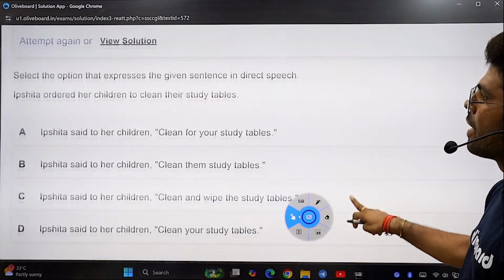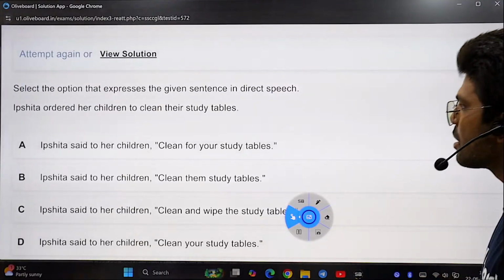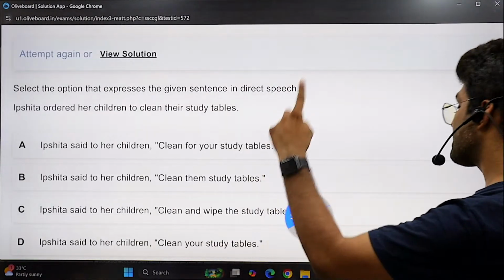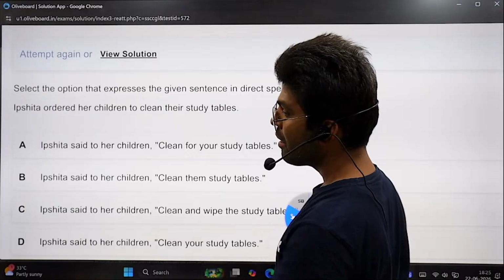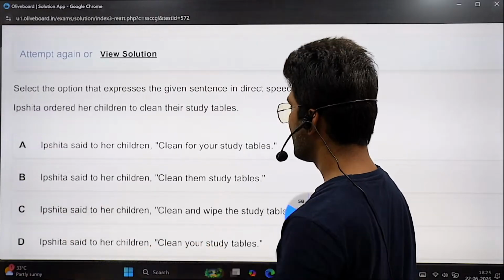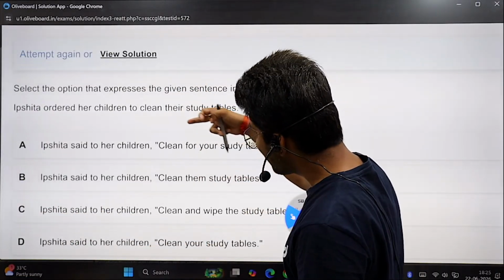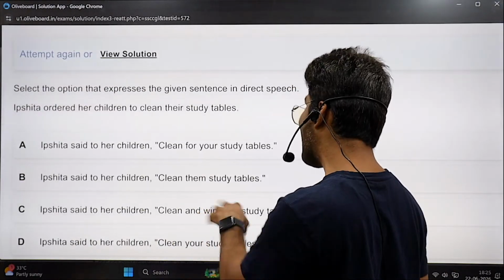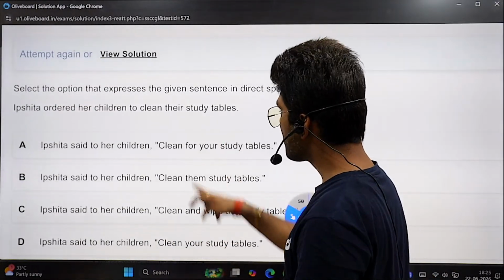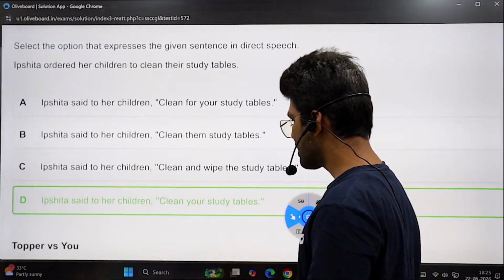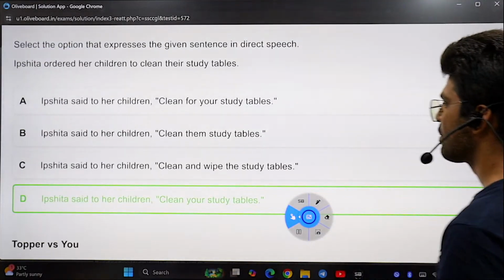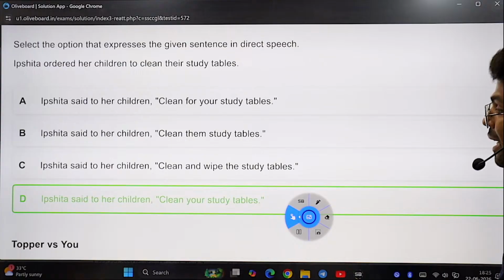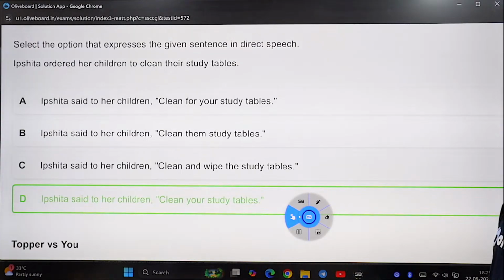Okay. Next, she ordered her children to clean their study tables. Clean your study tables. Clean for... we can't insert anything from our own side. Clean them, impossible. Clean and... there is no conjunction. Your, possessive adjective; their, possessive adjective. Imperatives start with V1. We had all the options starting with a V1.